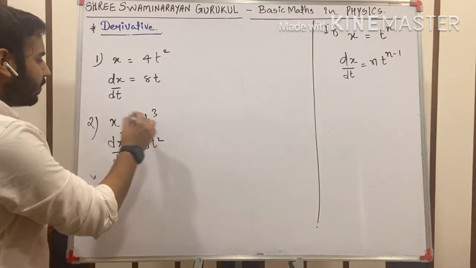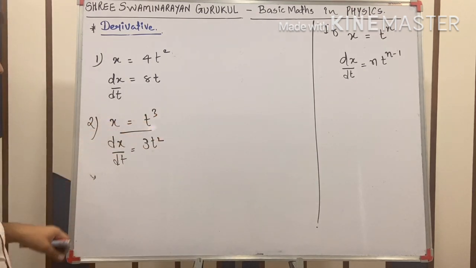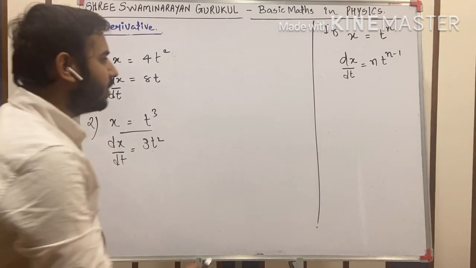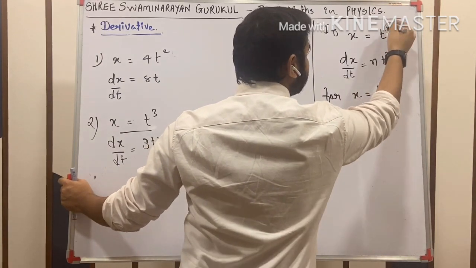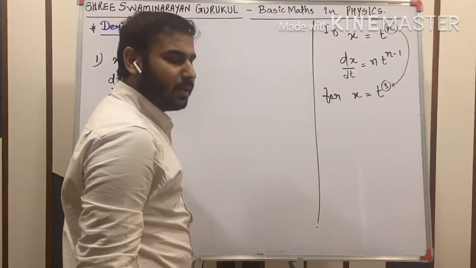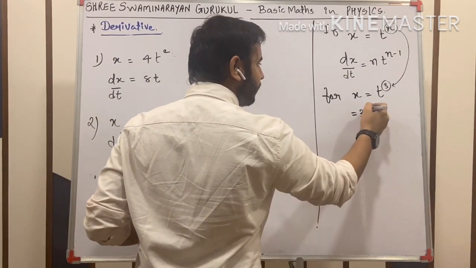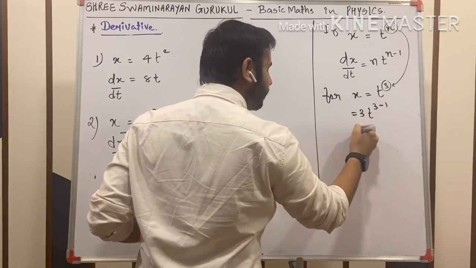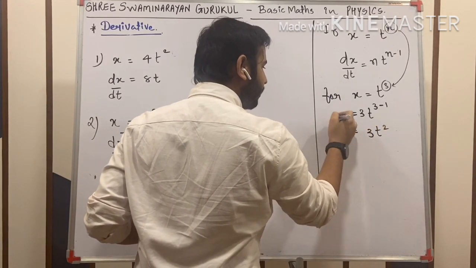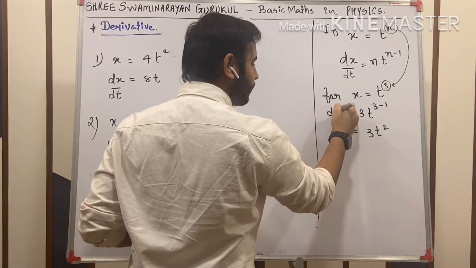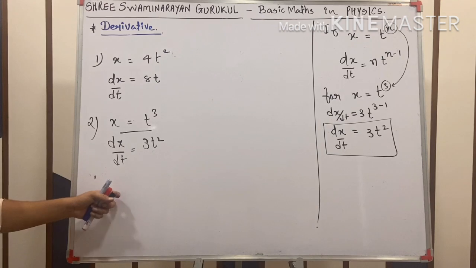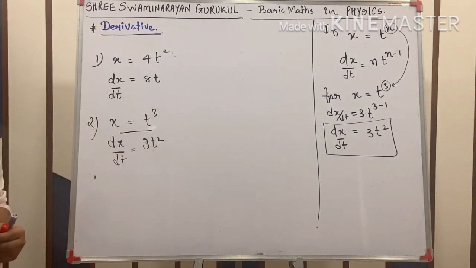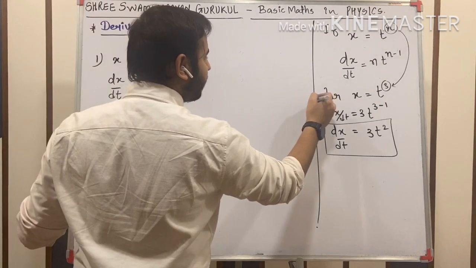Okay, let me apply this formula to question number 2. x is equal to t cube, instead of n here 3 is there. For x equal to t cube, your n is 3. Okay. Here 3 t raised to 3 minus 1, 3t square, dx upon dt. This was dx upon dt. Okay. Is this your answer? Fine. Let me apply the formula for this. This was the second question.